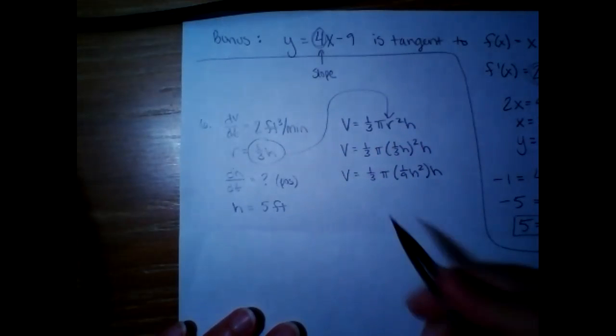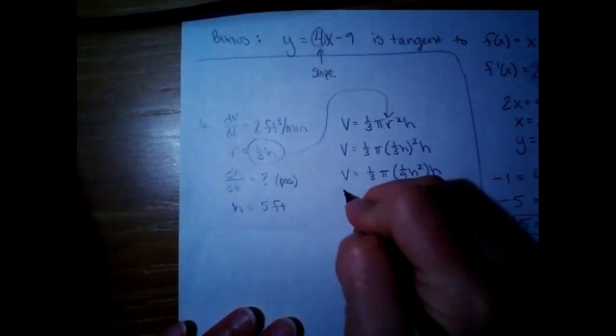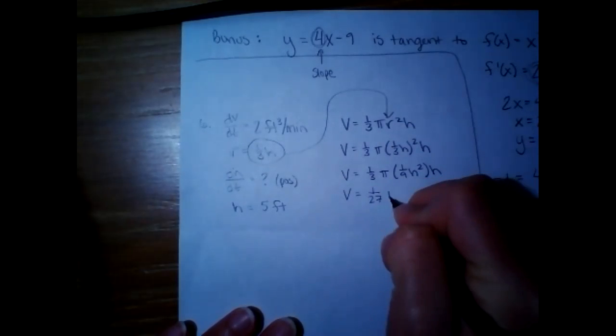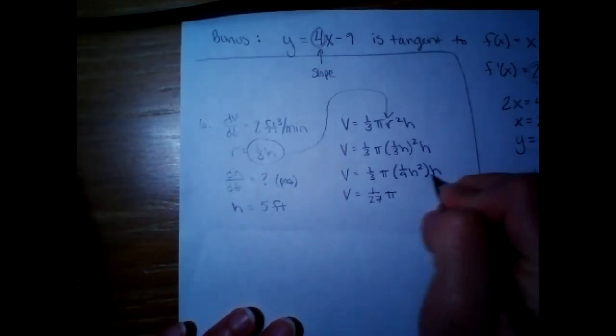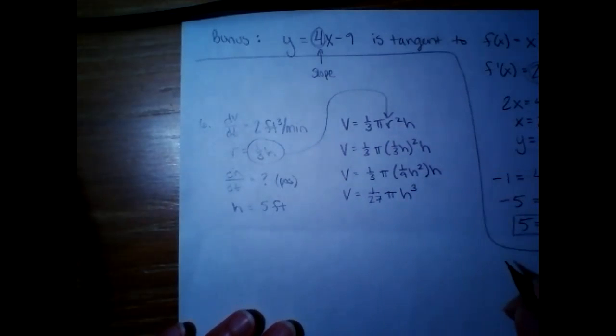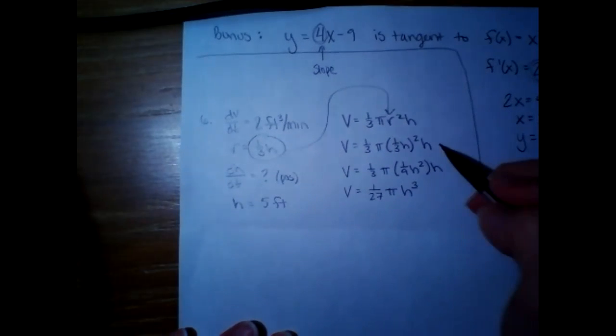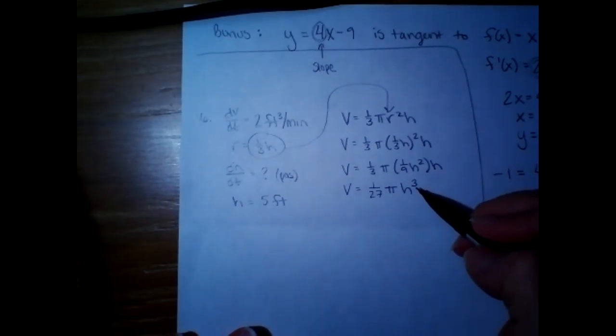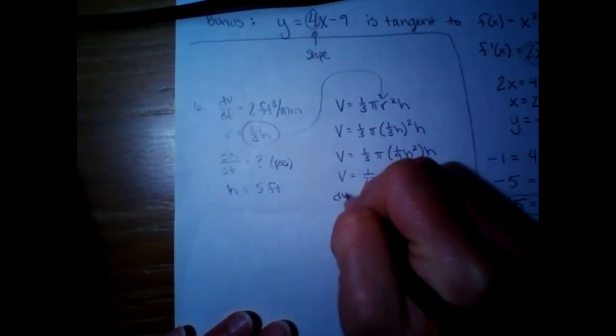And then lastly, I'm just going to multiply this stuff together. So 1/3 times 1/9 would be 1/27 pi, and then this would be h cubed. So we had those 3 steps of algebra to get this r substituted out of there, and now we can go ahead and do the derivative.